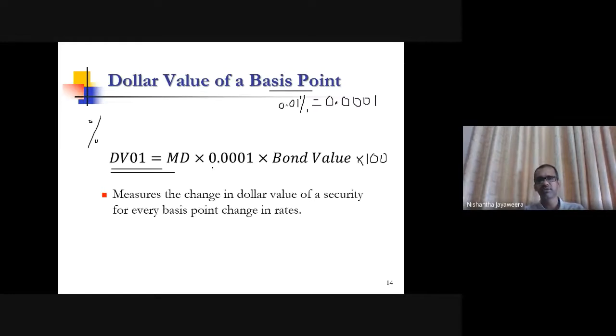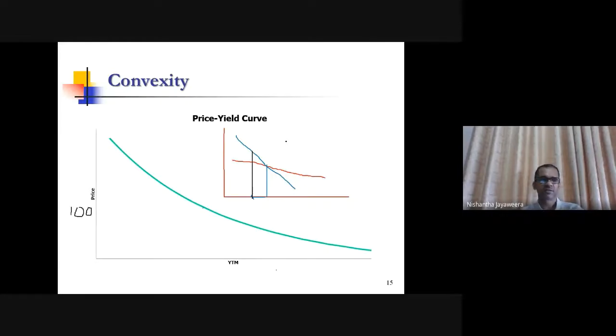Duration calculates the percentage change for a 100 basis point or a 1% change in yield. Here, the same thing, but in absolute figures for a change in 0.01% of yield change, a very small yield change. Okay.